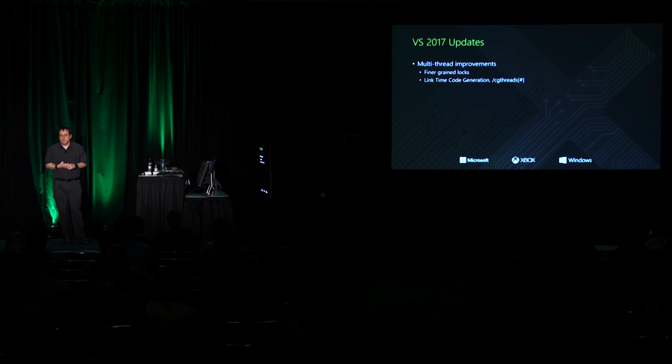We've seen on average about a 10% speed up in link time code generation. We have actually seen some titles get a 50% speed up in link time code generation. It all depends on what you're using. You can control the number of threads it's using with the /cg threads option. The default is 4. Previously in 2015, the max you could set was 8. Now you can set it up to 32 or higher. Try a higher number, see if it helps you.